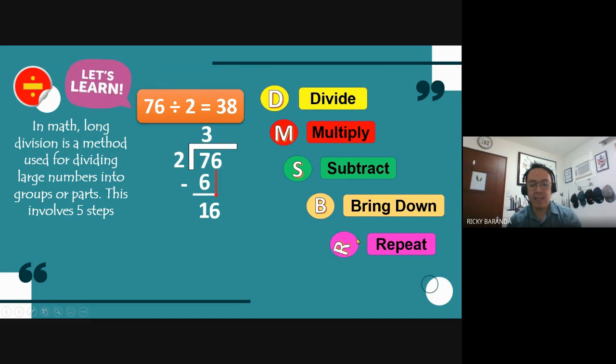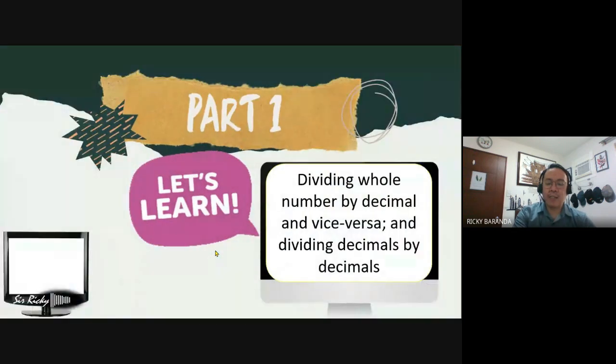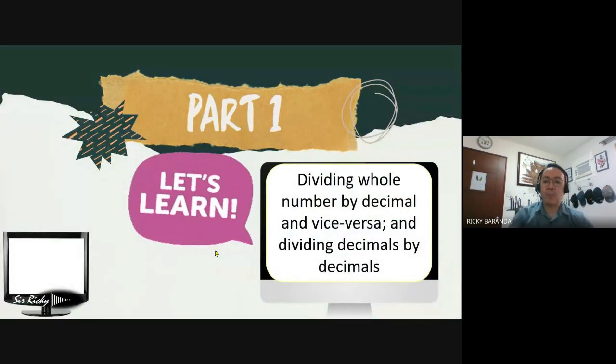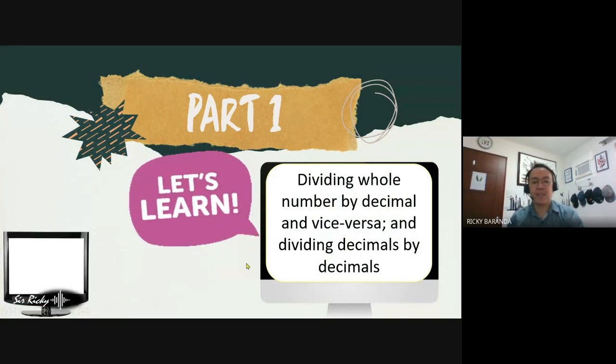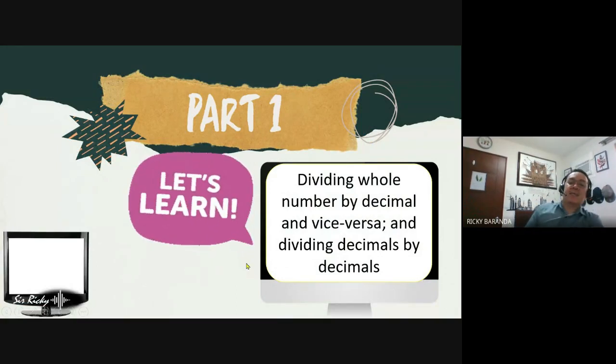Next, repeat. Re-repeat natin to by dividing 16 by 2. Balik tayo doon sa divide. 16 divided by 2 equals 8. 8 times 2 equals 16. 16 minus 16 equals 0. So that's how we divide numbers using the DMSBR steps. Okay, for part 1, magdi-divide tayo ng whole number, ng decimals and vice versa, and dividing decimals by decimals.